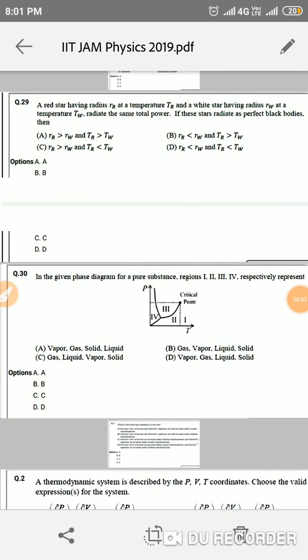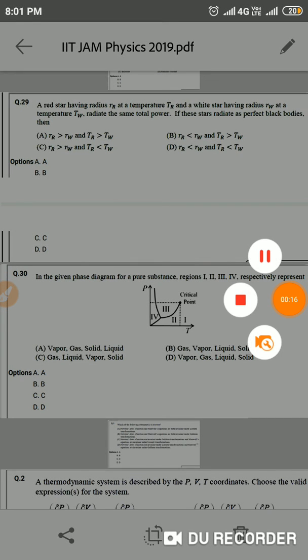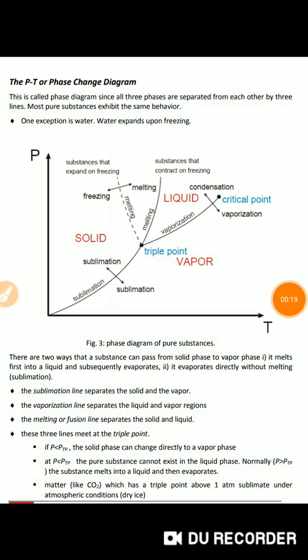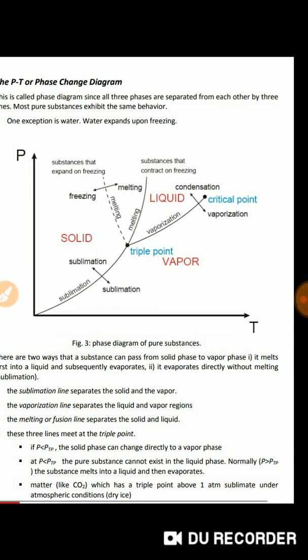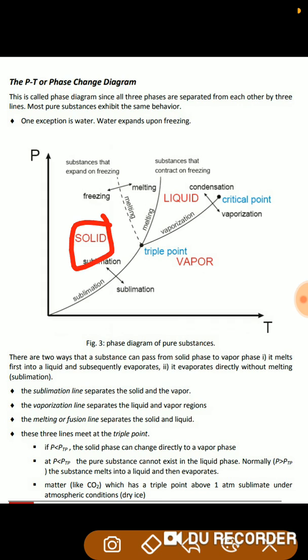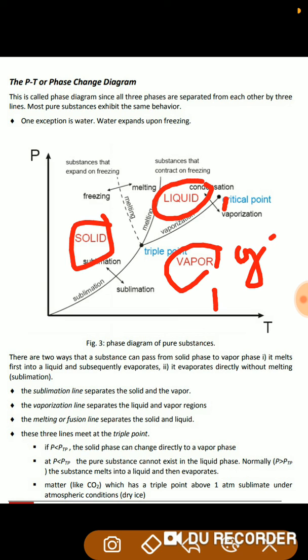Now moving towards question number 30, in which we have been given a phase diagram of a pure substance, and we have to recognize what these regions first, second, third and fourth represent. For that I have taken a slide from the web. For a pure substance, the phase diagram looks something like this. This is the region in which the substance is solid, and this is the region in which the substance is liquid. This is the region in which the substance is vapor, and this is the gaseous region.